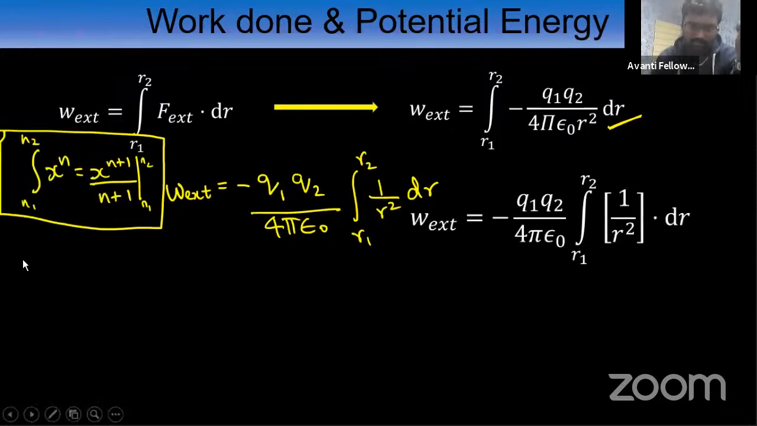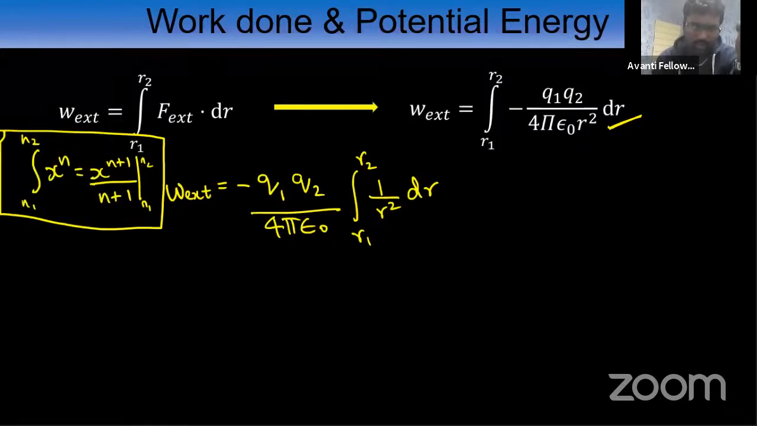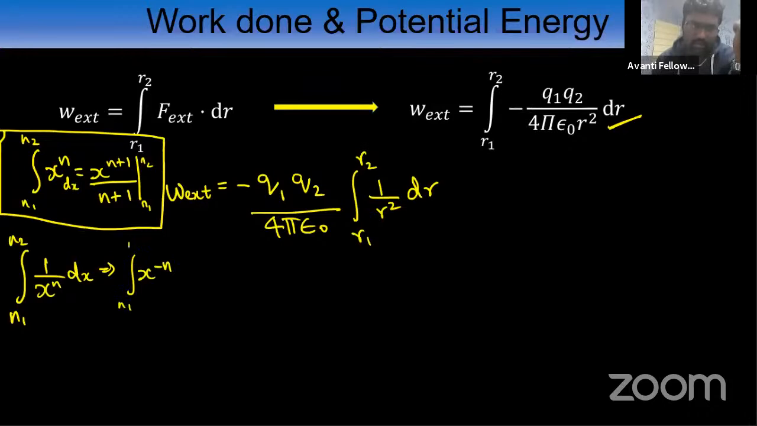Now guys, say here we have the integral of 1 by x power n dx. This can be written as the integral of x power minus n dx. What would I get here? Yes, correct. That is x power minus n plus 1 by minus n plus 1, from n1 to n2.